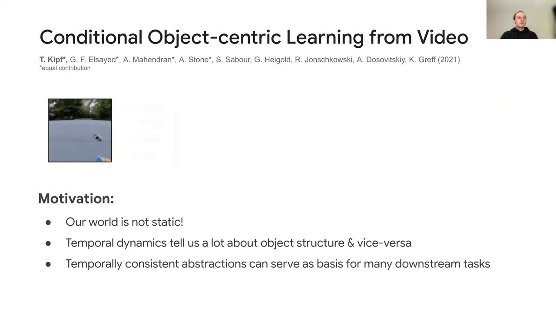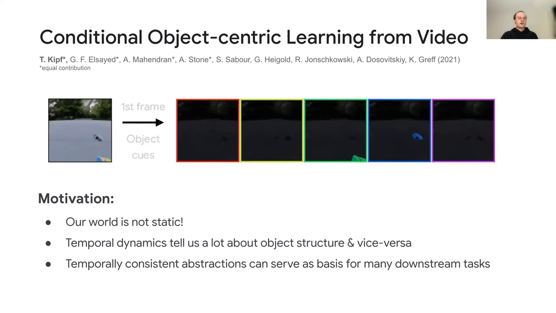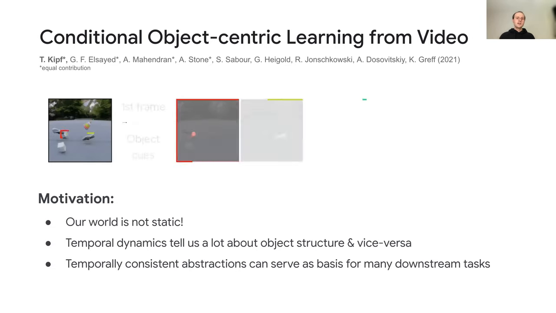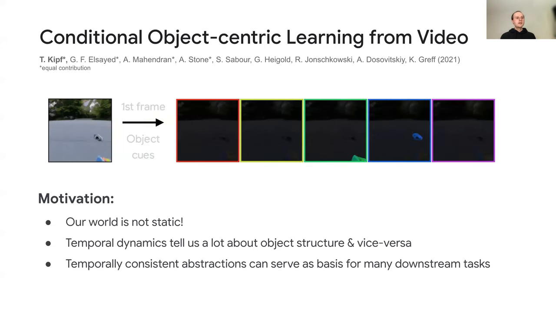And in this paper, the motivation for looking at video data instead of just static images is because our world is not static. Images are nice and we can do a lot of interesting things with image classification, but ultimately, if you want to model the rich structure of the world, we want to model also its dynamics and be able to use these models maybe for downstream tasks that involve temporal reasoning and so forth. And temporal dynamics, which is also interesting, tell us a lot about object structure. If an object moves, we have this principle of common fate, then we often also represent it as one object.